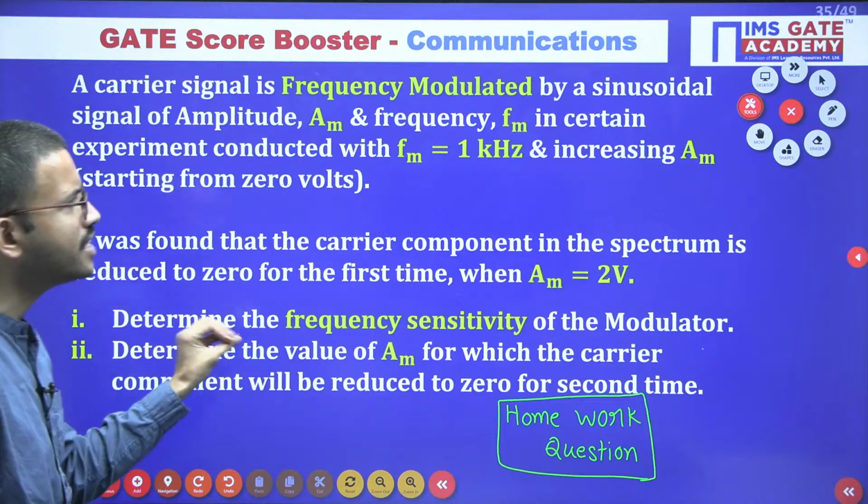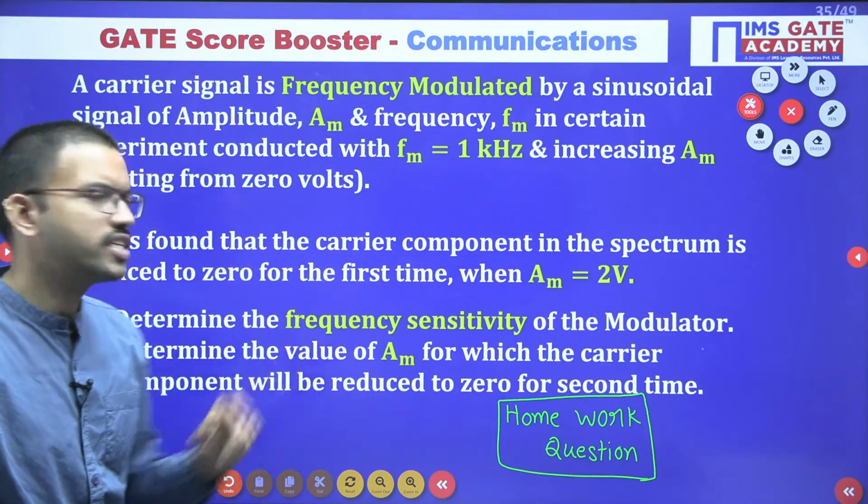Okay, so I hope all of you got the clarity on how to solve this question. I have given the hint. All of you give it a try.